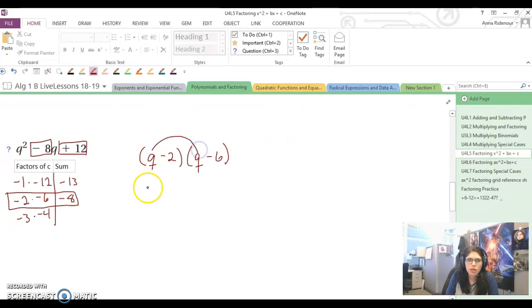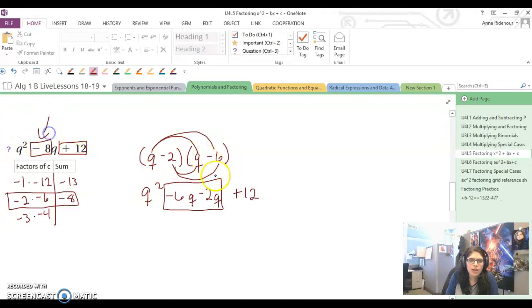So if I multiplied q times q, that gives me q squared. Q times minus 6 gives me minus 6q. Negative 2q, and then finally plus 12 at the end. And when you multiply this out using FOIL, you should be able to work backwards and see, okay, well, what's going to end up happening is I'm going to end up adding these two terms together to get that negative 8. And when I multiplied the last two terms together, the negative 2 and the 6, that's how I get the plus 12. So it should make sense why we're looking for two numbers that multiply together to be your last term and add together to be your middle term.